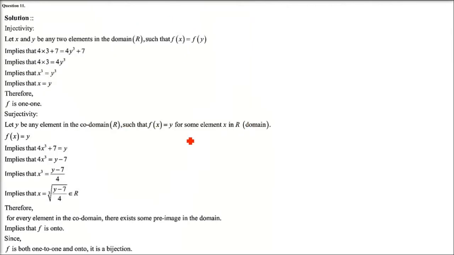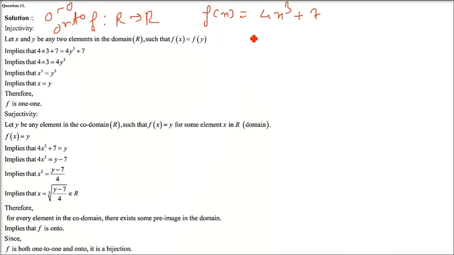Question number 11. If f is from R to R, for the competition people, this is very important because the range and domain is very important here. Range, domain, codomain. So the function is defined by f(x) equals 4x cubed plus 7. Show that f is a bijection. So for bijection, we have to prove that it is 1 to 1 and onto also. This has already come in CBSE 2011.